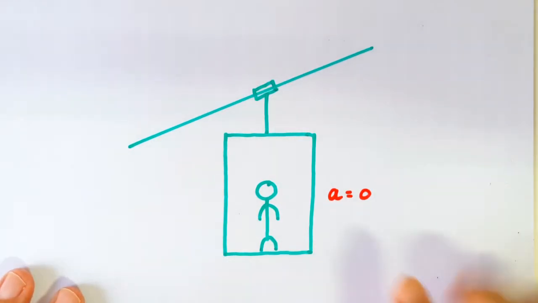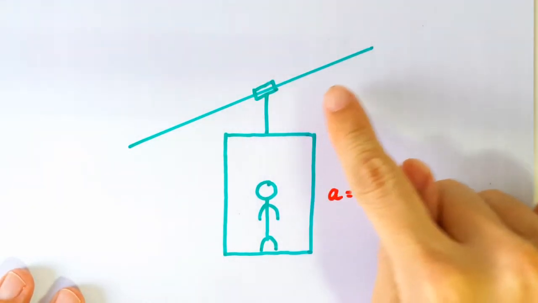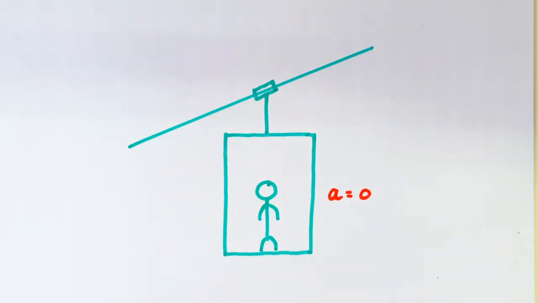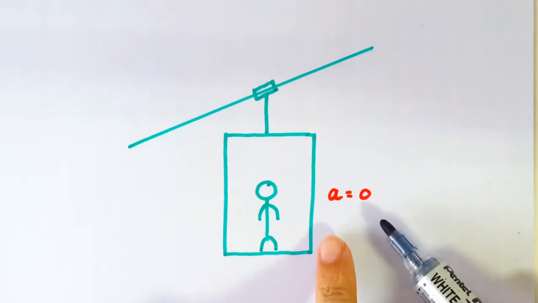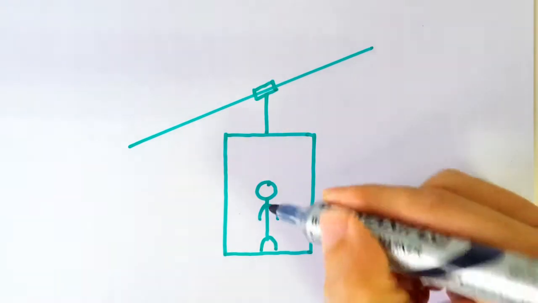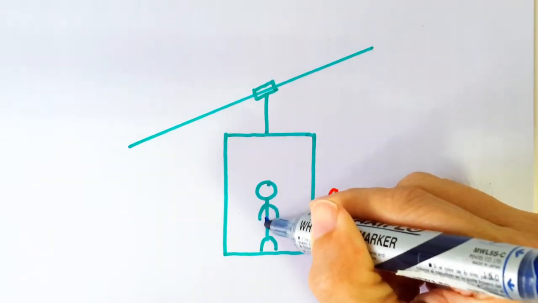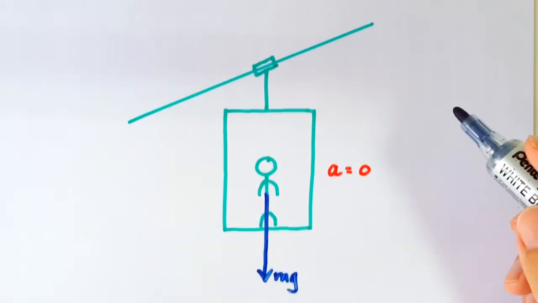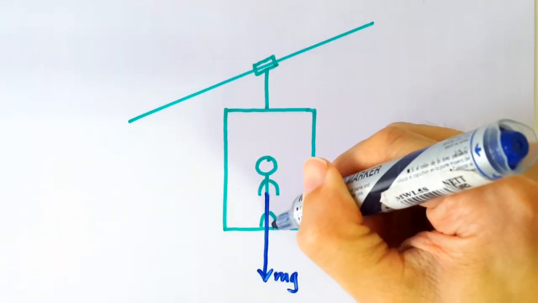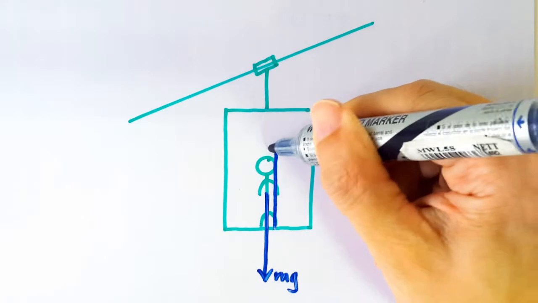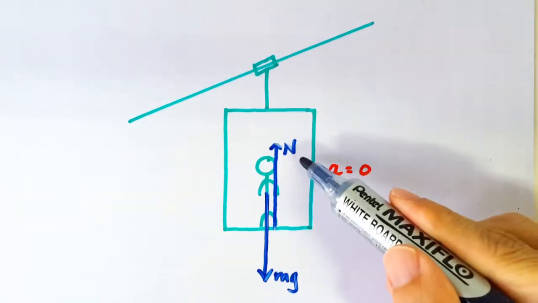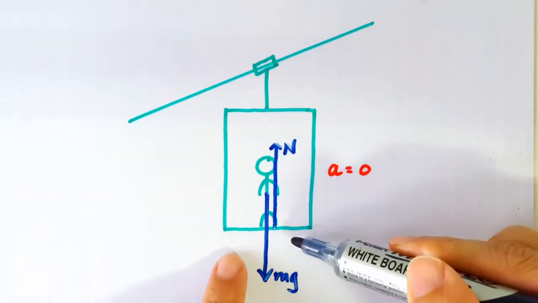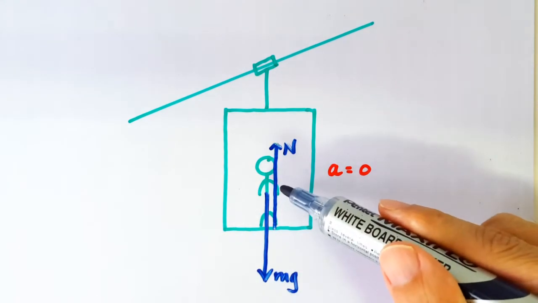Okay, so if the cable car is going up at a constant speed, then we know that acceleration is 0, so net force should be 0. So net force is 0 means that the downward weight is exactly balanced by the upward normal contact force. This is of course the contact force that the floor exerts on the passenger's foot.